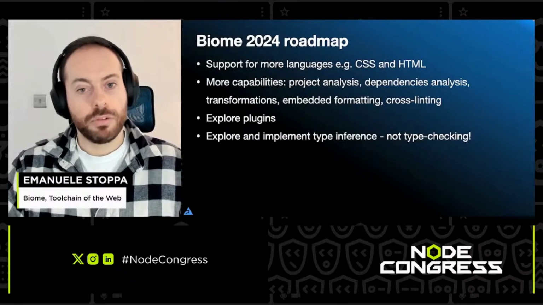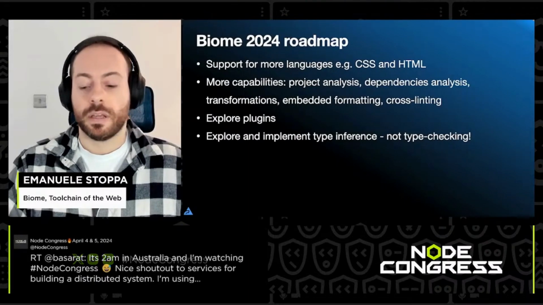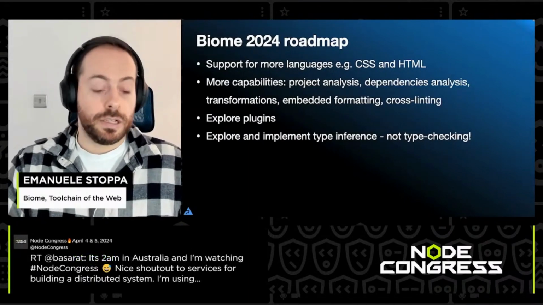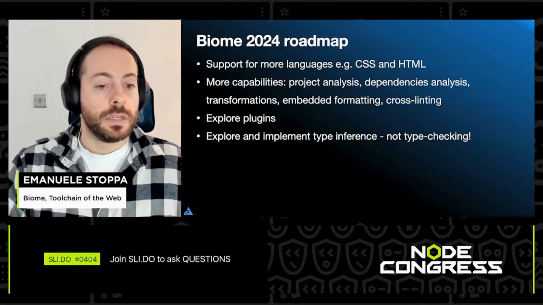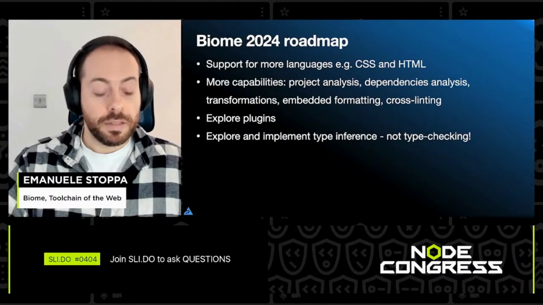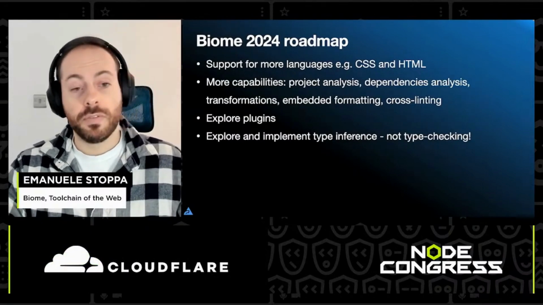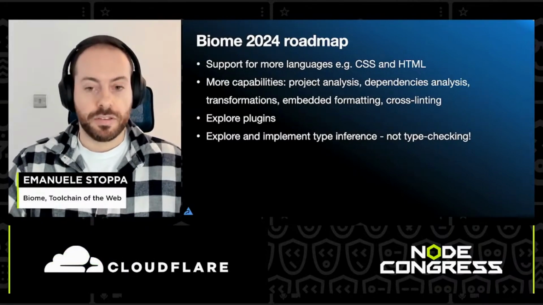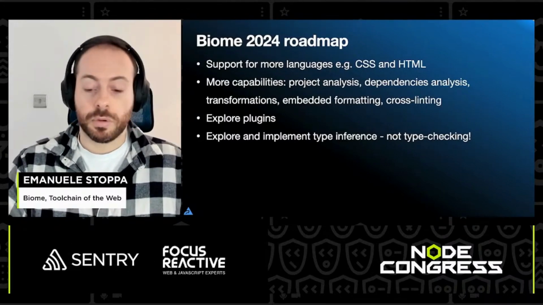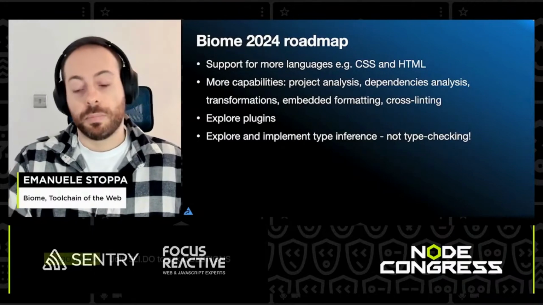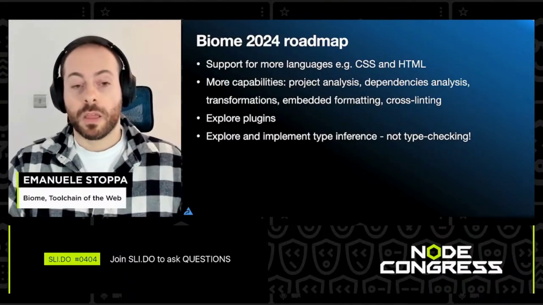So we want to try to support more languages. So CSS has been completed. We're now working on formatting and linting. Next will be HTML and probably Markdown more down the line. We want to offer more capabilities. So with this, we can actually make our current tools even more powerful, such as project analysis and dependencies analysis. This will allow us to provide more lint rules, and make the current rules more powerful.